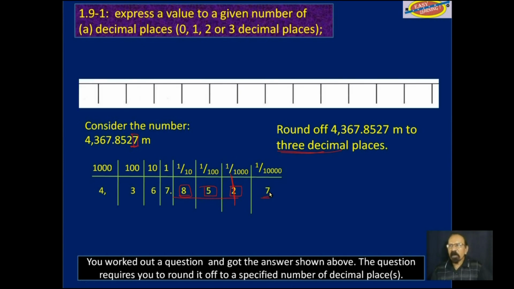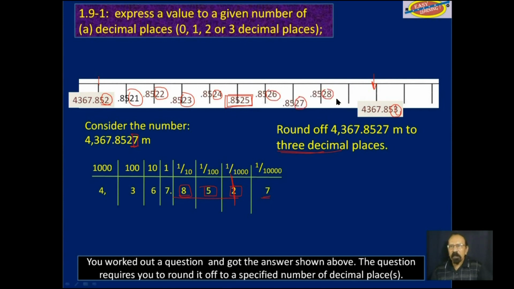So let's put that on this number line again. This point here, we will consider it as 4,367.852. And this point over here is 4,367.853. In between, we have 10 divisions. This is the midpoint, 4,367.8525. And this will be 2.1, 2.2, 2.3, 2.4, 2.5 is there, 2.6, 2.7, 2.8, 2.9, and then we go up to 3.